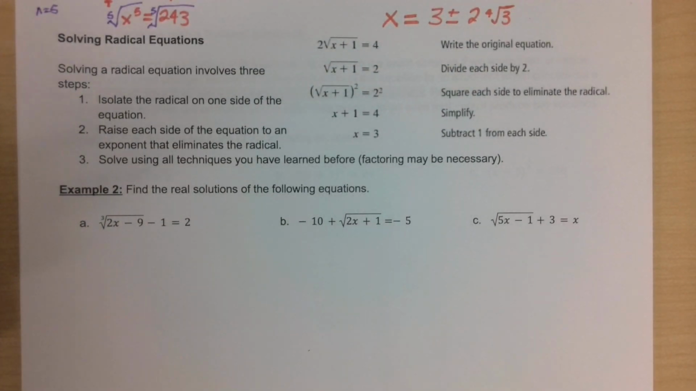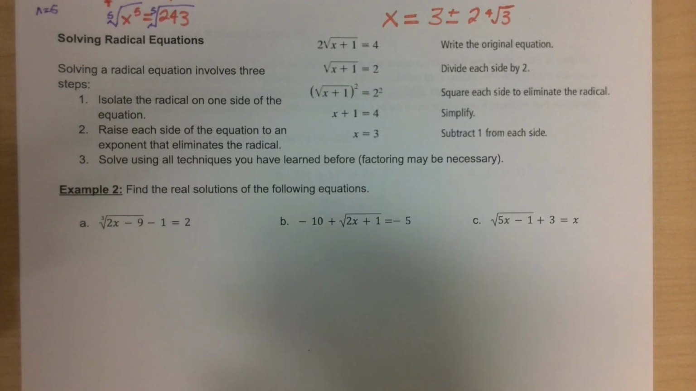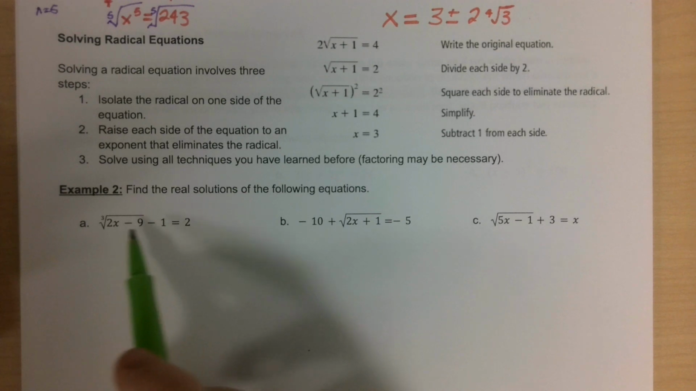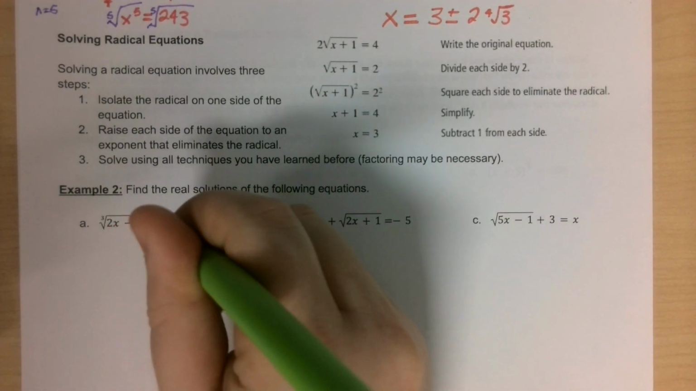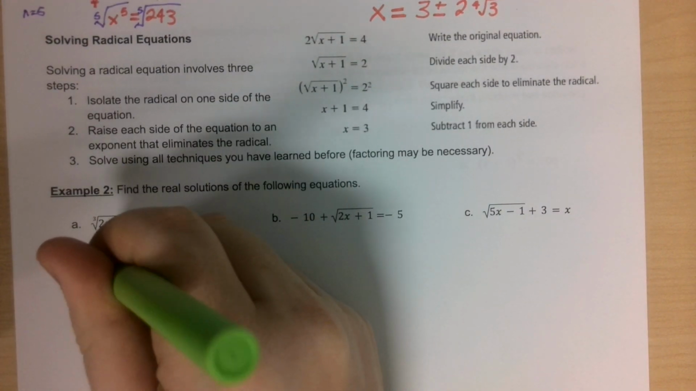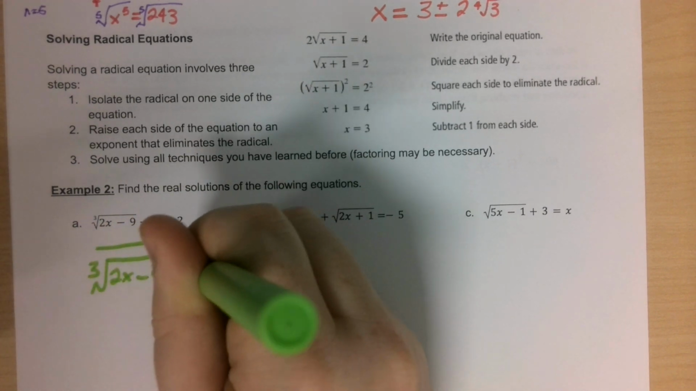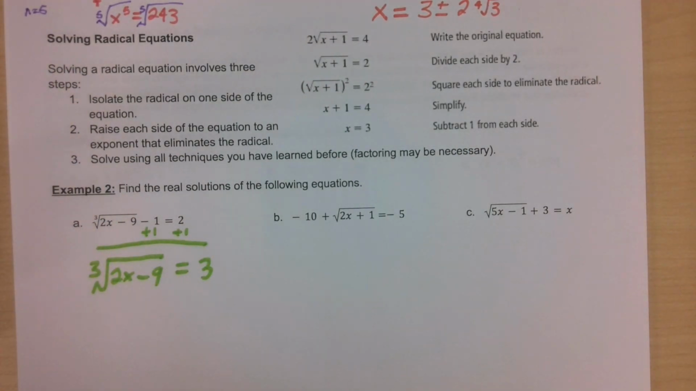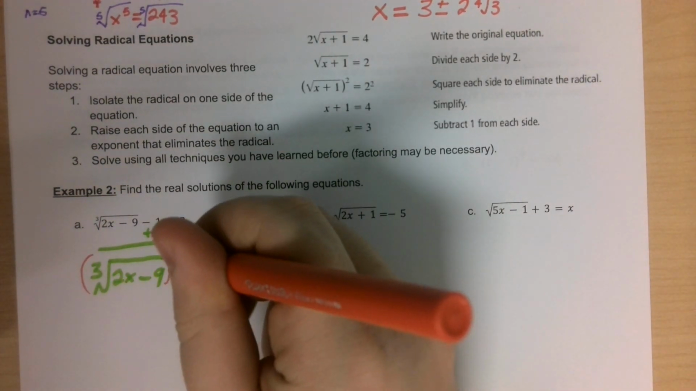So, once again, we use reverse PEMDAS to tell us what order to do things in. This big radical can almost be treated like it's in parentheses. So we get rid of our minus 1 first by adding 1 to both sides. The cube root of 2x minus 9 equals 3. And of course, what's the inverse of cube rooting something? It's got to be cubing it, or taking it to the third power.